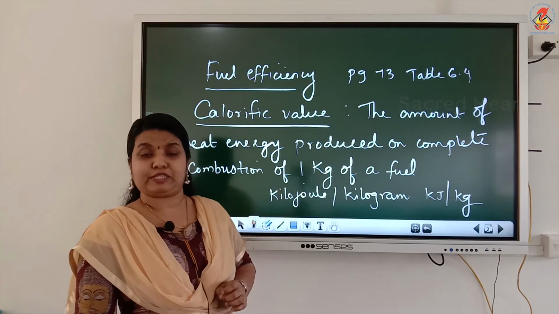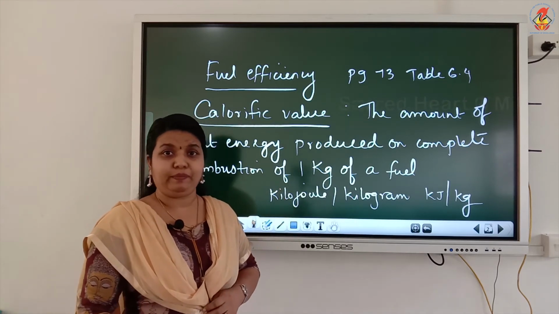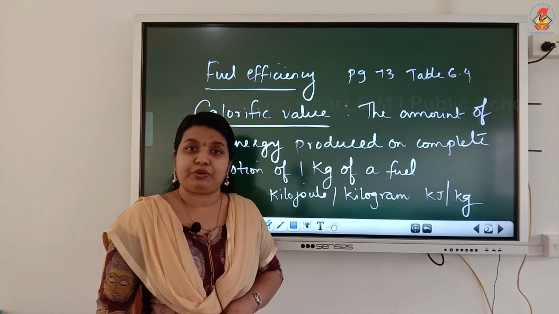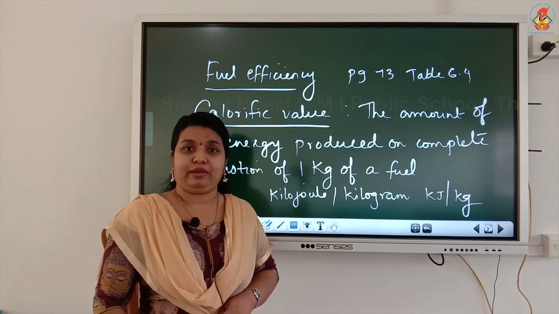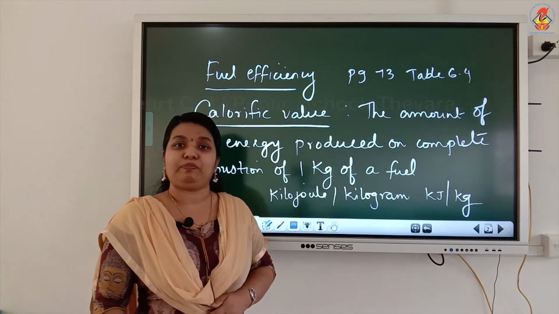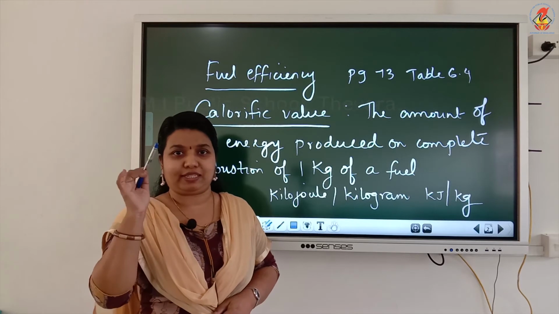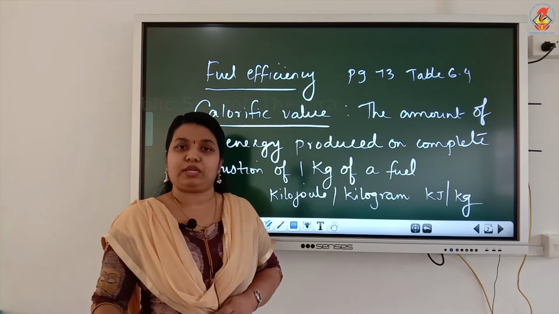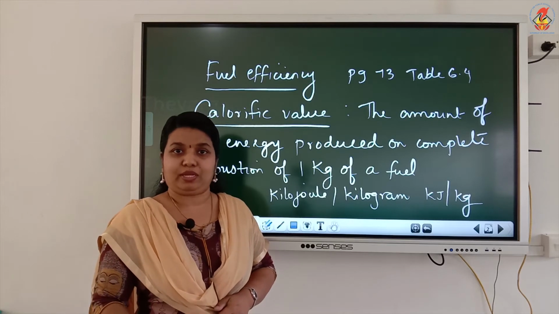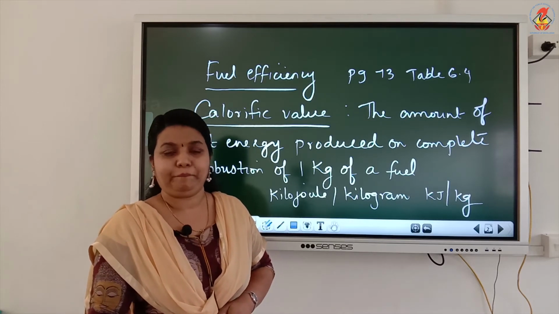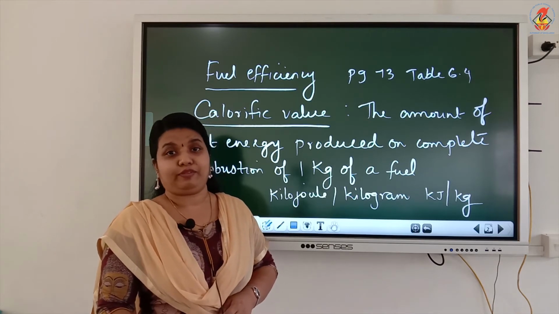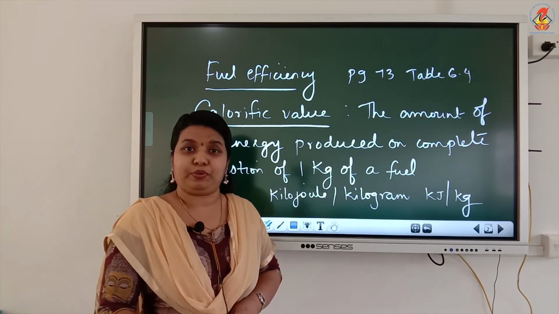Efficiency of a fuel is expressed in terms of calorific value. It is the amount of heat energy produced on complete combustion of 1 kilogram of a fuel. It is different for different fuels and its unit is kilojoule per kilogram. If you write it as kilogram per kilojoule, it is wrong. Hydrogen gas has the highest calorific value. Go through Table 6.4.